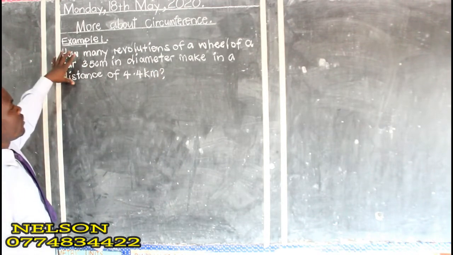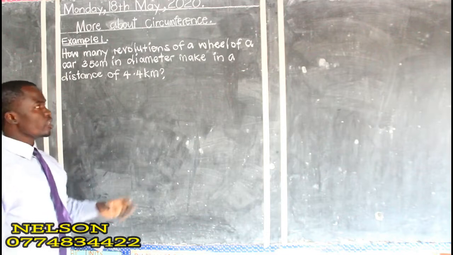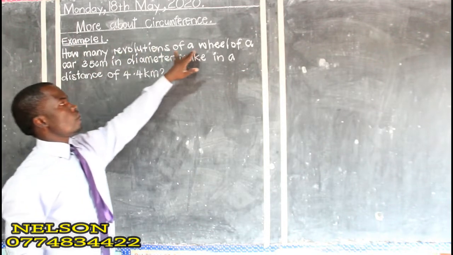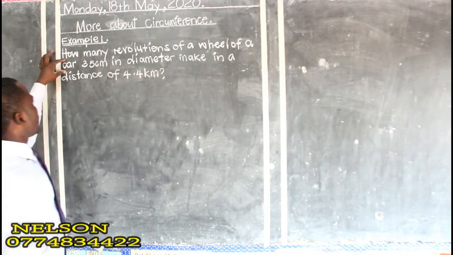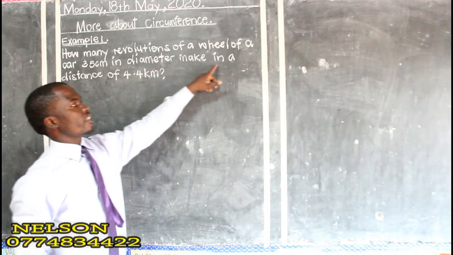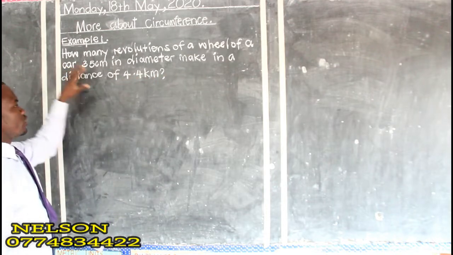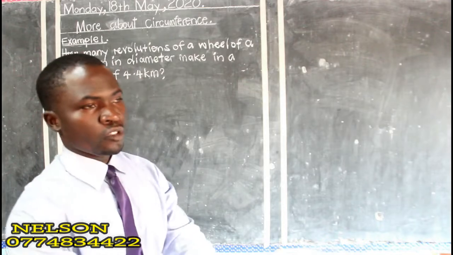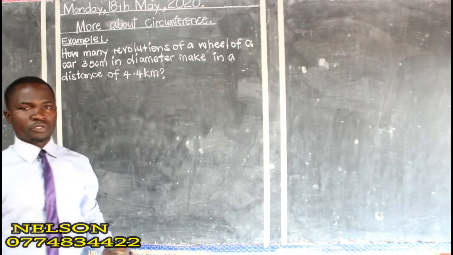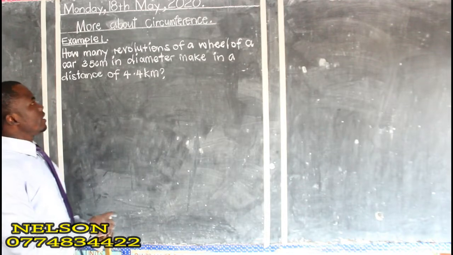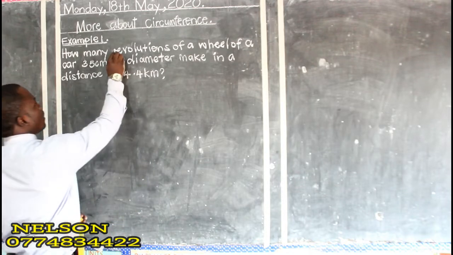So here is our example 1. The question is, how many revolutions of a wheel of a car 35 centimeters in diameter make in a distance of 4.4 centimeters? Before we begin answering this question, there is something very, very important that you should know, and that is a revolution.